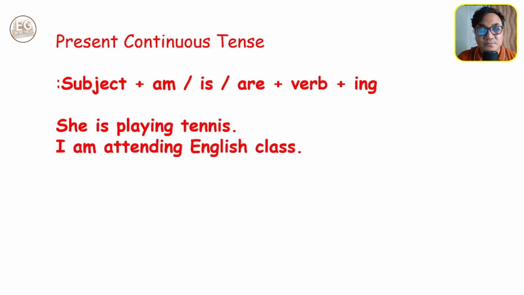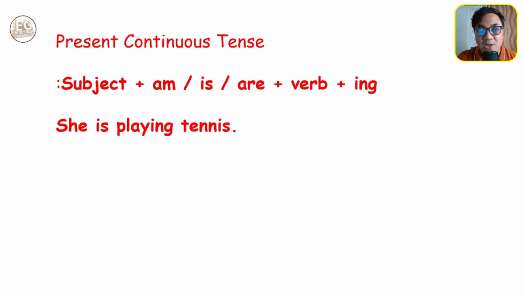Example will be like, she is playing tennis. Yes, so here we have the subject she, then we have the helping verb is, and the main verb play is in ing form, that is playing tennis. Let us see another one. I am attending English class.